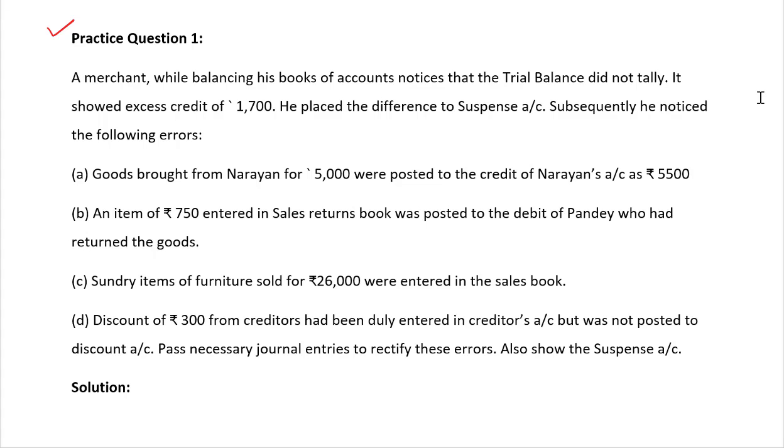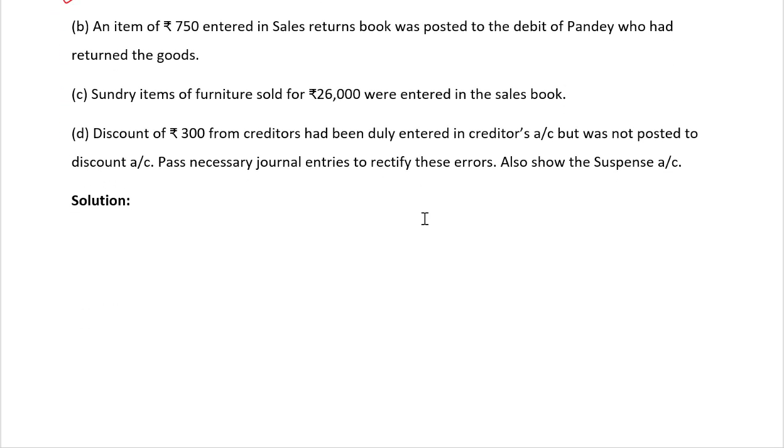A merchant, while balancing his books of accounts, notices that the trial balance did not tally. It showed excess credit of 1700. He placed the difference to suspense account and subsequently he noticed the following errors. A. Goods bought from Narayan for rupee 5000 were posted to the credit of Narayan account as 5500. I believe you understood. Let us write the answers in detail with me.